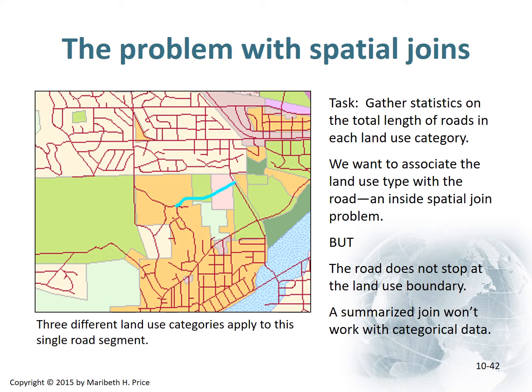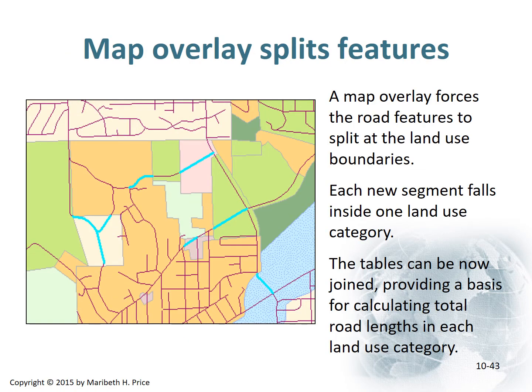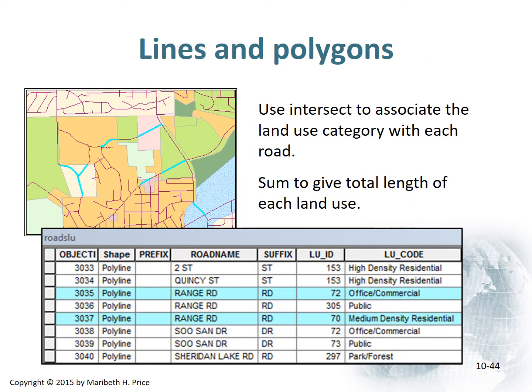Other problems with spatial joins: say you want statistics on the total length of a road. You want to associate the land type with each part, and you need to do something because the roads don't stop at the boundaries, and so summarized joins don't work, and they don't work with categorical data as well. So there's just lots of things that they fail at, and that's where things like overlay functions can come in. Map overlay splits these things so that you can now have all that information.